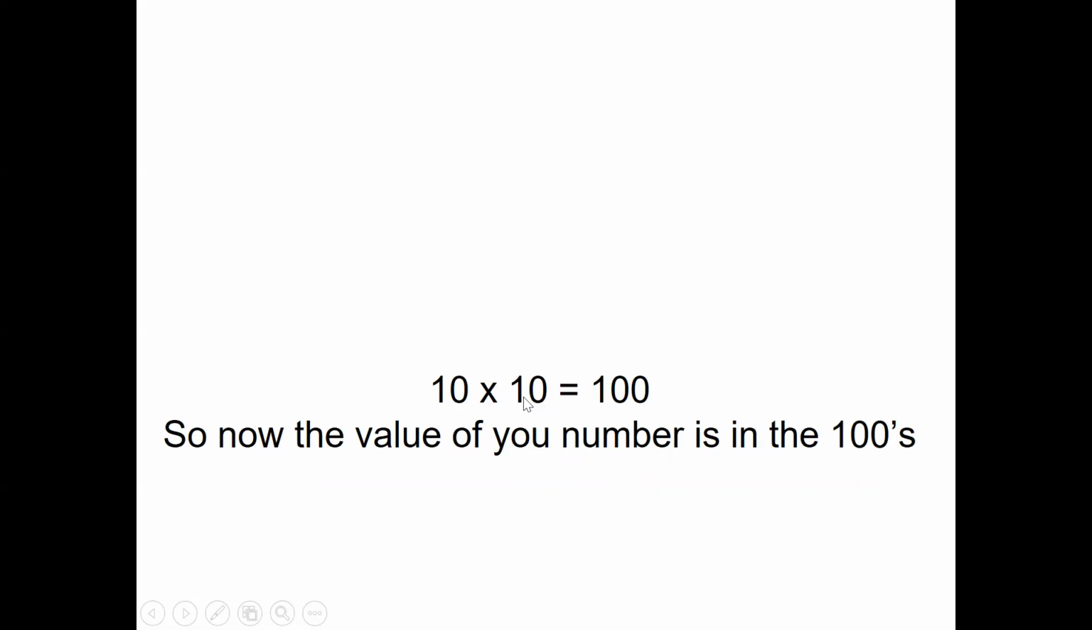And just like we said in the very first slide on that power of 10 anchor chart, 10 to the power of 2 is the same as 10 times 10. I should have 2 zeros in my answer: 1, 2. 10 to the power of 2 equals 100. So now the value of your number should be in the hundreds place.